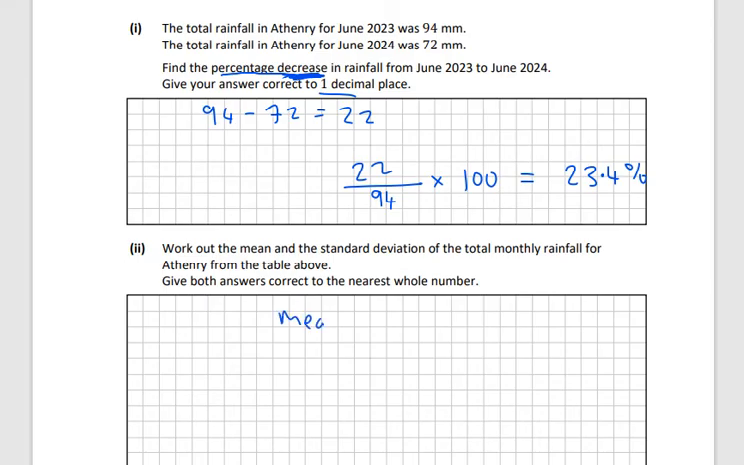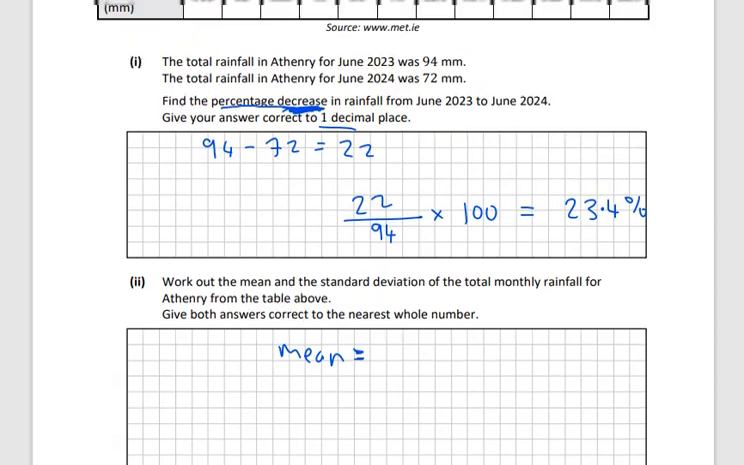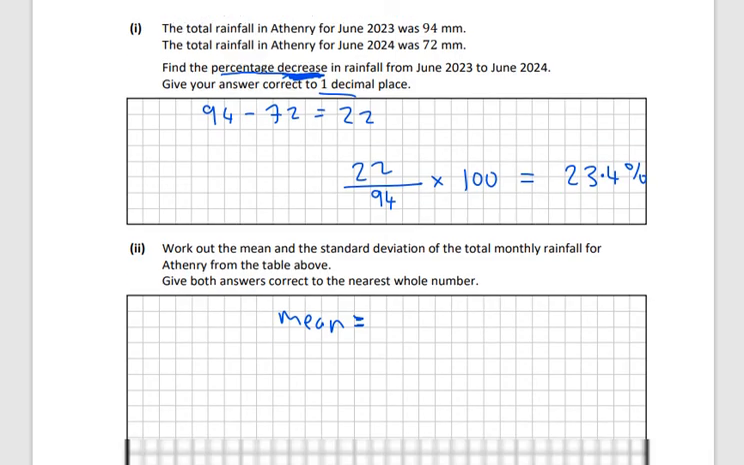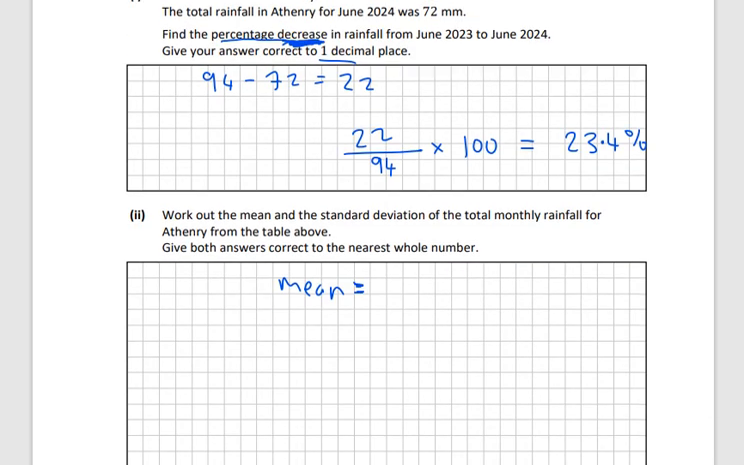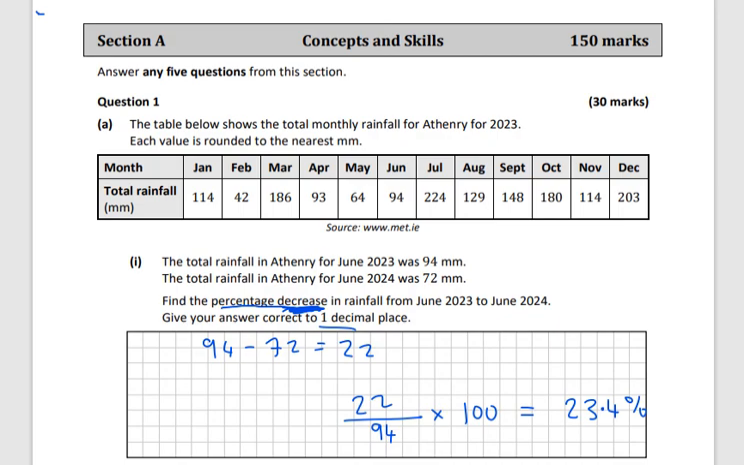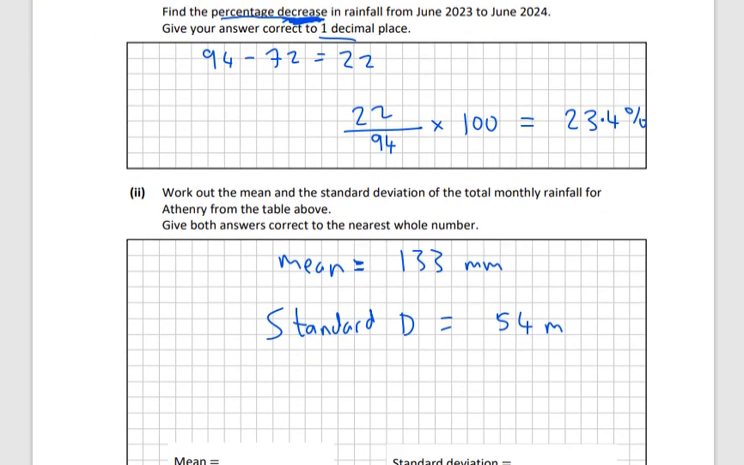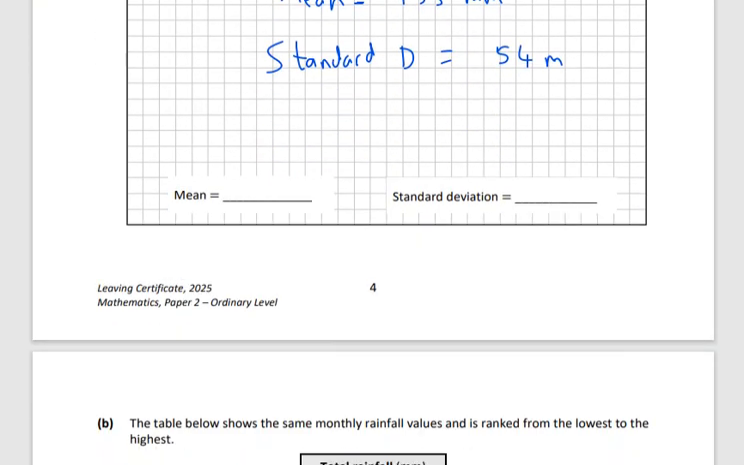So the mean, you could do that separately. You could just add up all the numbers and divide by how many there are, and that'll give you the mean. But the mean anyway, you should get 133 when you round off to the nearest whole number. And the standard deviation, you should get 54 again when you round off. So the easiest way is just to input the values into the calculator in statistics mode, and then just press equals a couple of times.